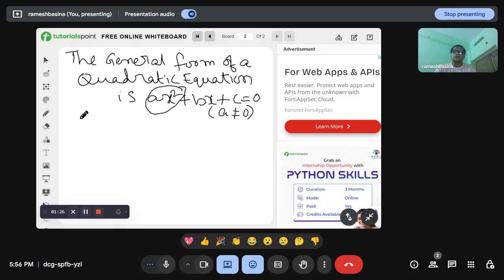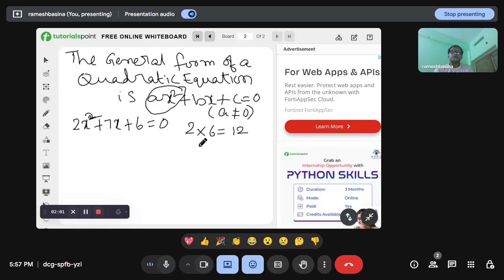Now I am taking one equation, 2x square plus 7x plus 6 is equal to 0. This is a quadratic equation, because here the x square coefficient is not 0, it is 2. You have to find the factors by splitting the middle term. First of all, you have to see the x square coefficient and the constant: 2 into 6 is equal to 12. You have to find the factors of 12.